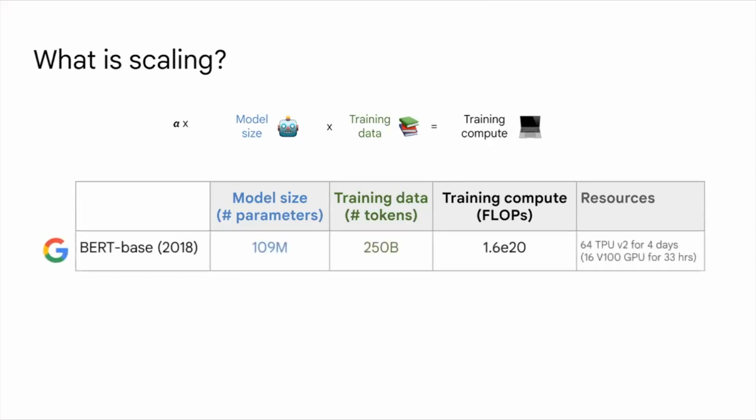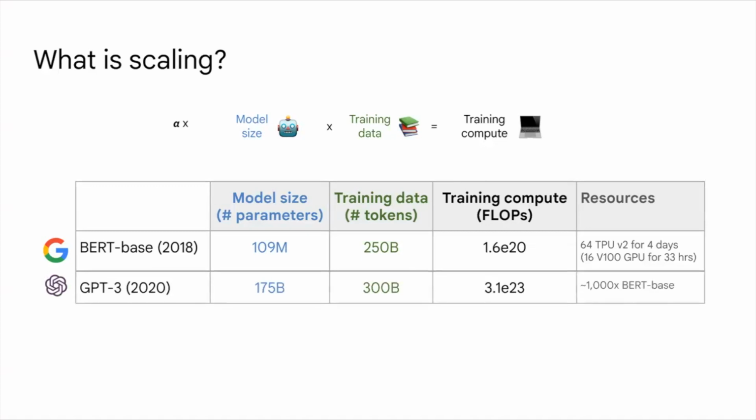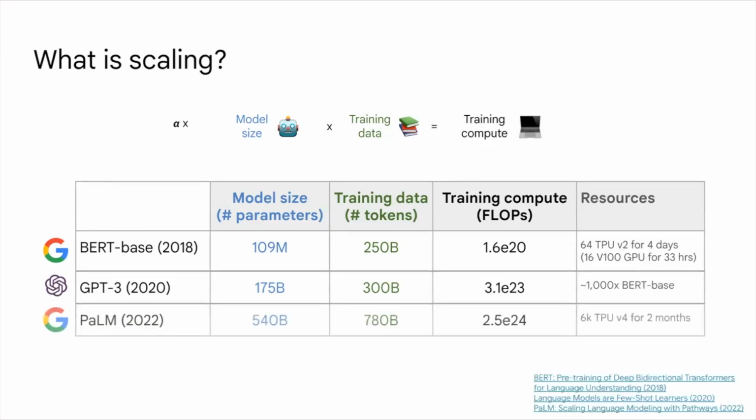And over the past few years, we've kept scaling up models. So in 2018, we had BERT with 100 million parameters trained on 250 billion tokens. And together that constitutes the training flop budget of 1.6 E20. And then 2 years later, we had GPT-3, which was roughly 2,000 times the scale of BERT in terms of compute. So they scaled up both parameters and training data. And then another 2 years later, PaLM was again scaled even further, about 10x the compute of GPT-3. And again, both model parameters and training data increased substantially.